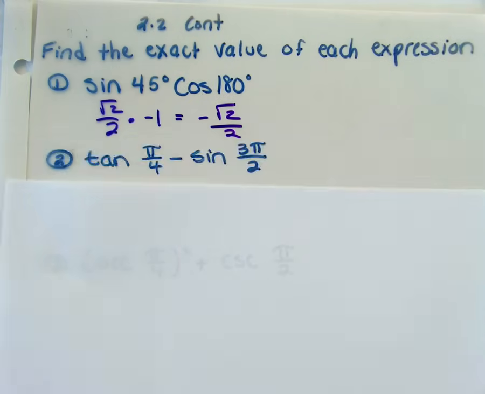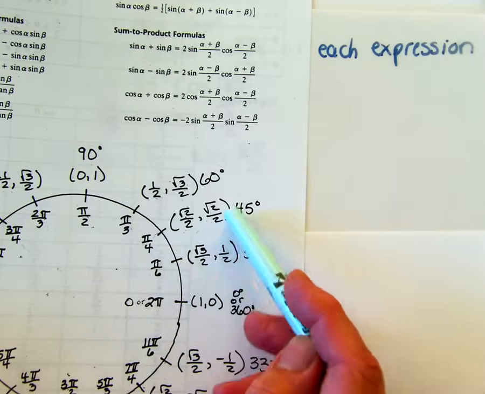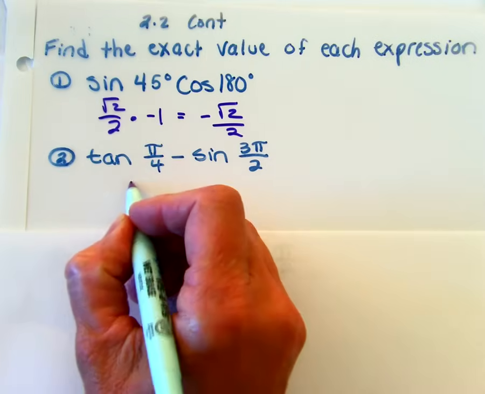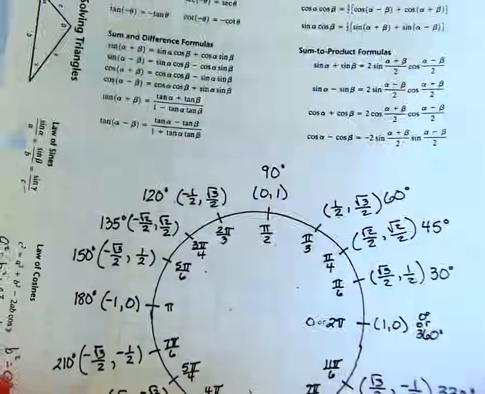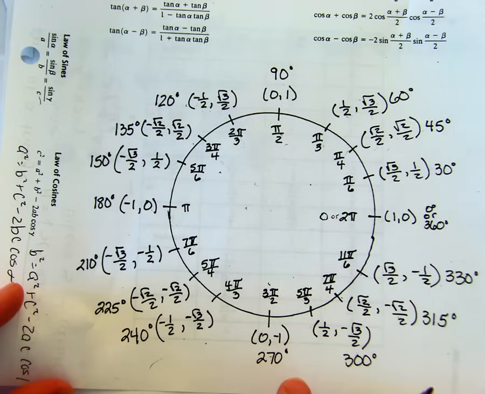Let's take a look at the next one. This one looks way harder, but it really isn't. Same idea here. You're going to just look these up on the unit circle. The tangent of pi over 4. So here's pi over 4. Tangent is y over x. Well, think about it. What's anything divided by itself? 1. Minus the sine of 3 pi over 2. So I need to find 3 pi over 2, which is way down here. I'm looking for sine, which is the y value, so -1.